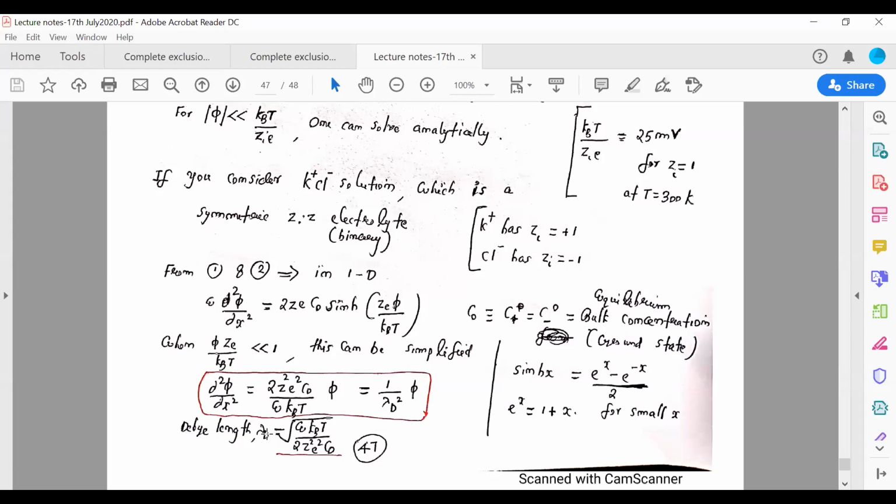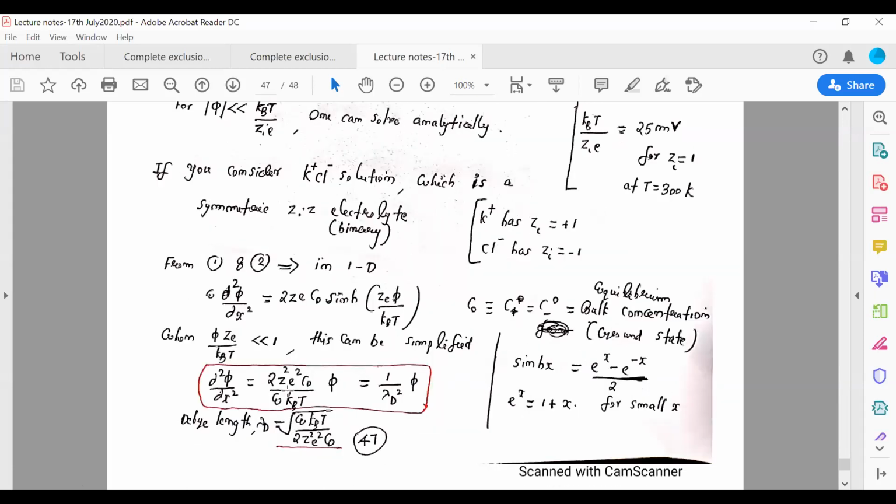But this is true for solids also. Now this lambda d is inversely proportional to the square root of the concentration. It has the dielectric constant also here. So you can see the expression and see what the parameters are which are affecting it. Temperature is there, dielectric constant is there, your valence Z is also an important point. Then concentration.